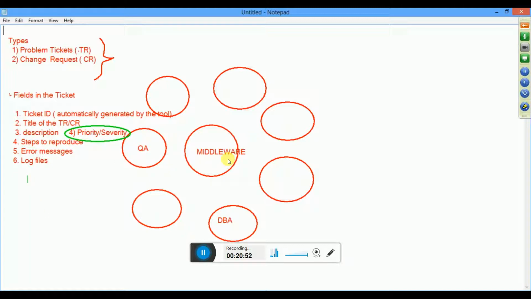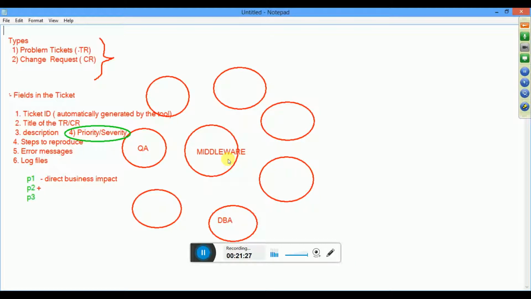Now these CRs and TRs have three types of priorities: P1, P2, P3. P1 is the highest priority, P2 is the next, and P3 is the lowest. When you have a problem, the person raising it will assign a priority to it. Now how do you assign the priority? If there is a direct business impact, meaning the customer is directly getting impacted, then it is called a P1 ticket.